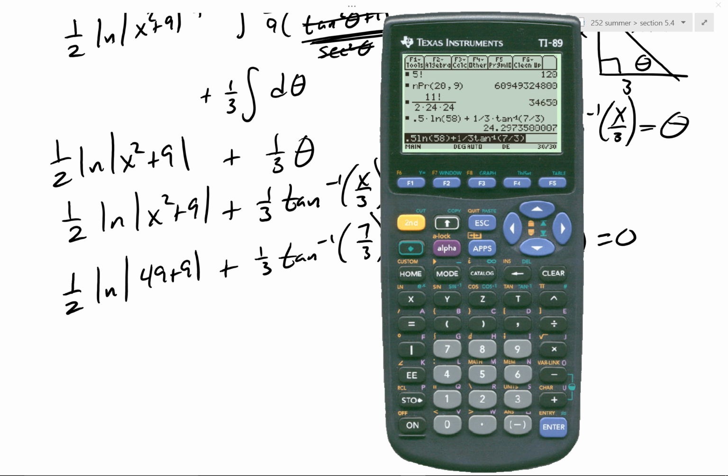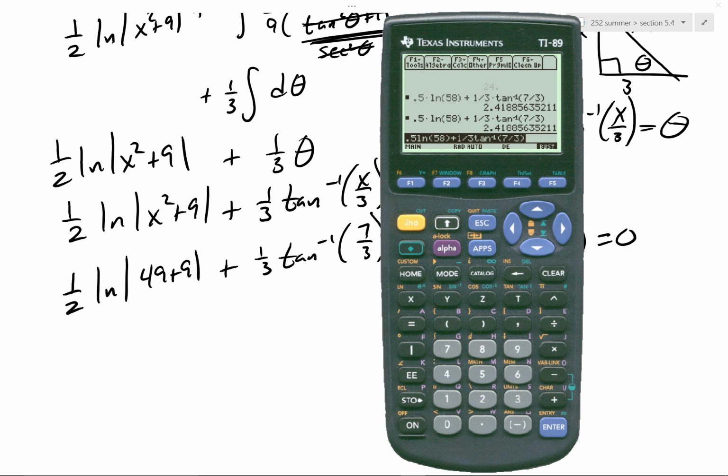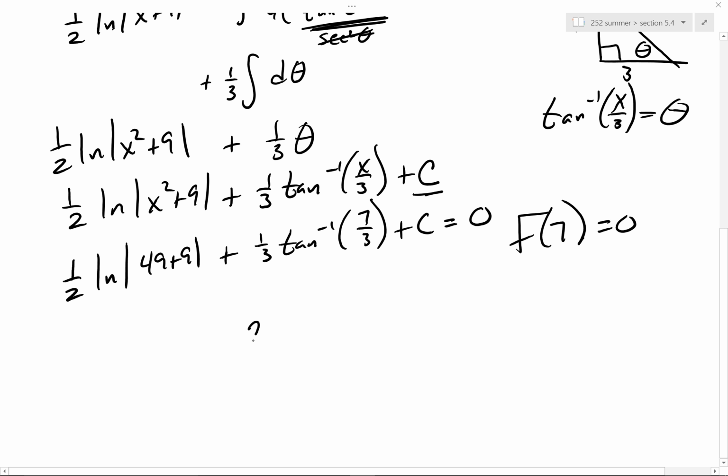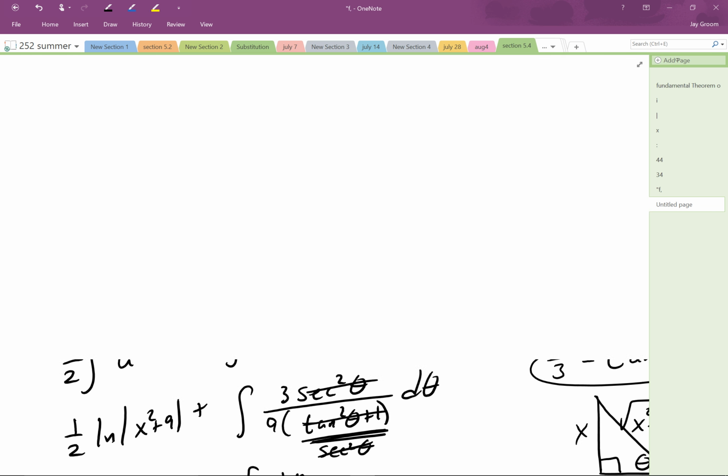That's not the right answer. I need to be in radians to pull this off. There we go. So 2.41. So this is 2.41 plus c equals 0, meaning c is equal to negative 2.41. Meaning that my final answer is this thing right here with a negative 2.41 on it. This is cap F of x. That's it right there. We'll do another that's not so gross.